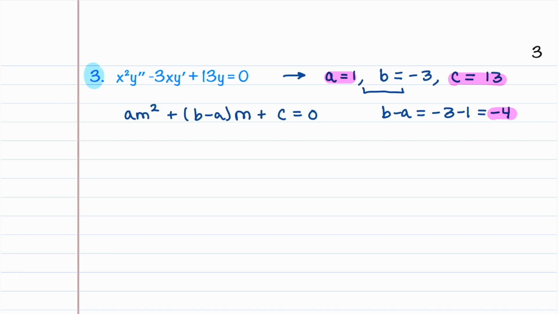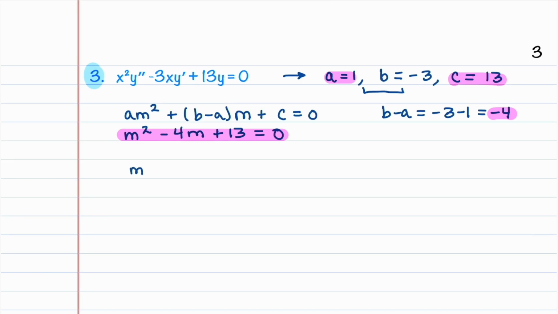Let's now substitute these values into our equation. a m squared is now just m squared. b minus a is negative 4, so we have a minus 4m. And then c is 13, so we add 13, and we get 0. That is our characteristic equation. Now we have to solve that. To factor this, we're going to have to use the quadratic formula.